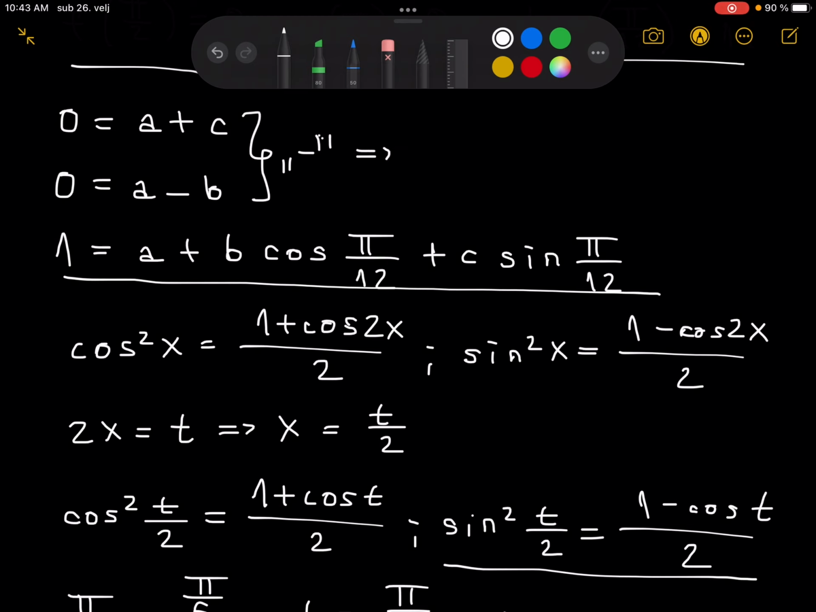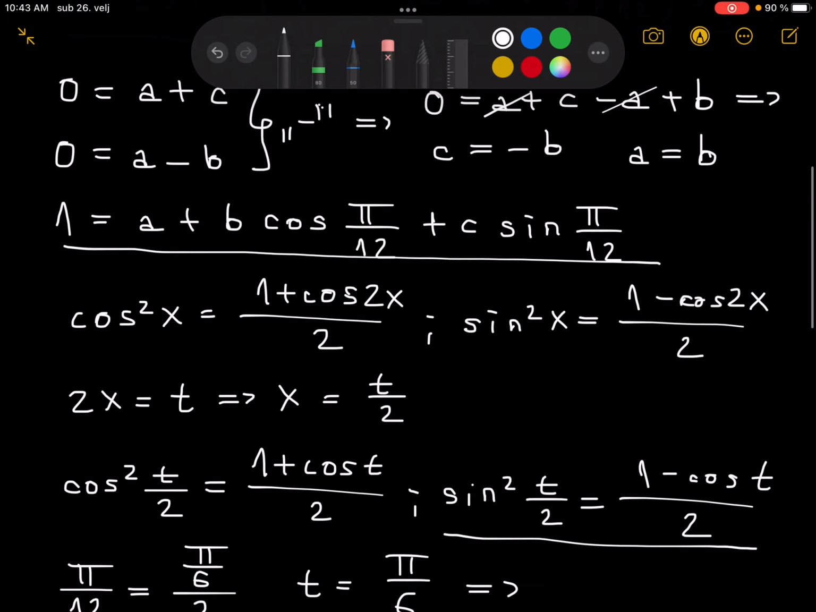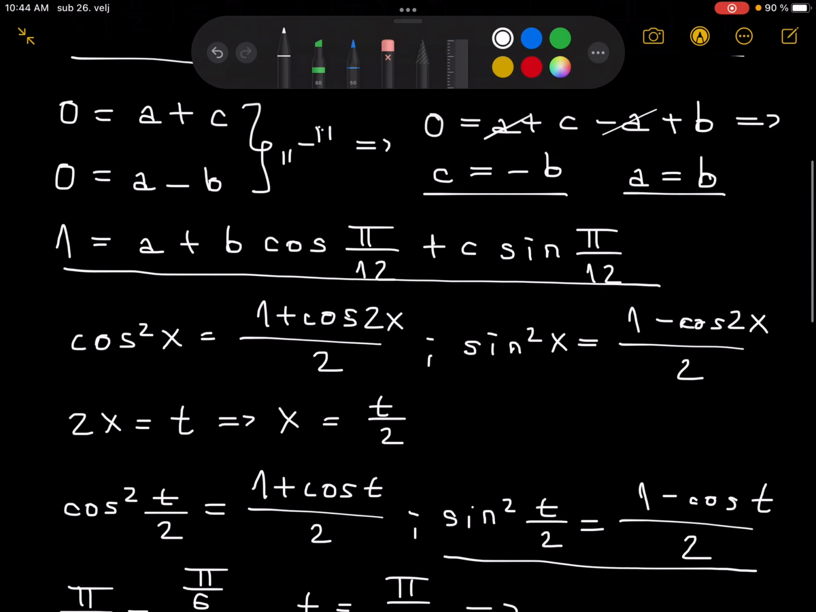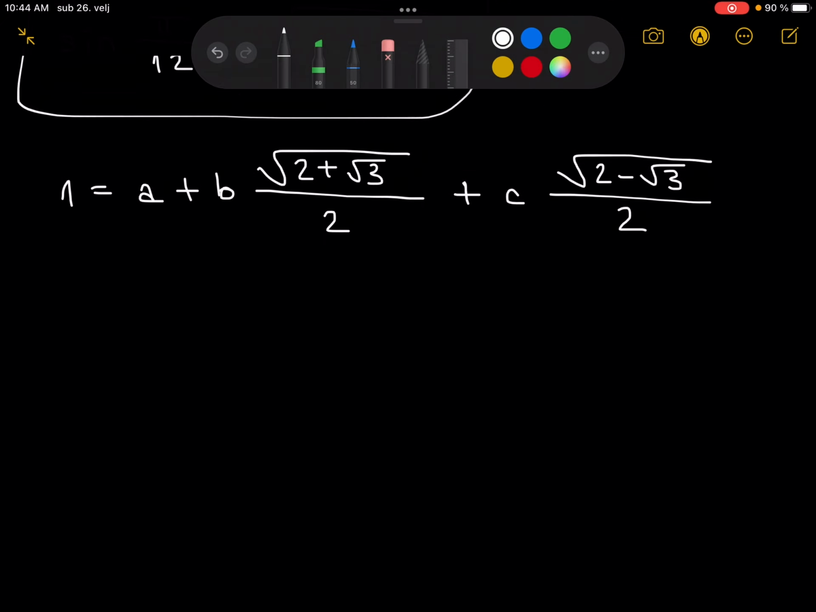So from here, we'll get that 0 is equal to a plus c minus a plus b. A and a cancel out. So from here, it follows that c is equal to negative b. And from the second equation, we also have that a is equal to b. Okay, so let's go ahead and put these two into this equation right here.